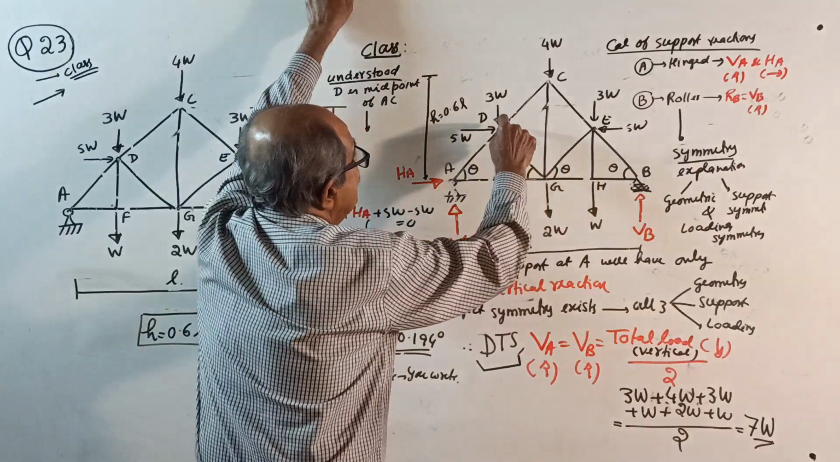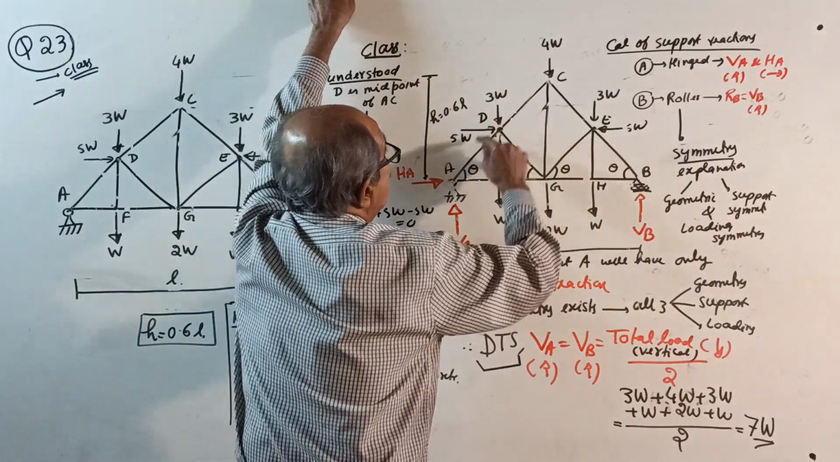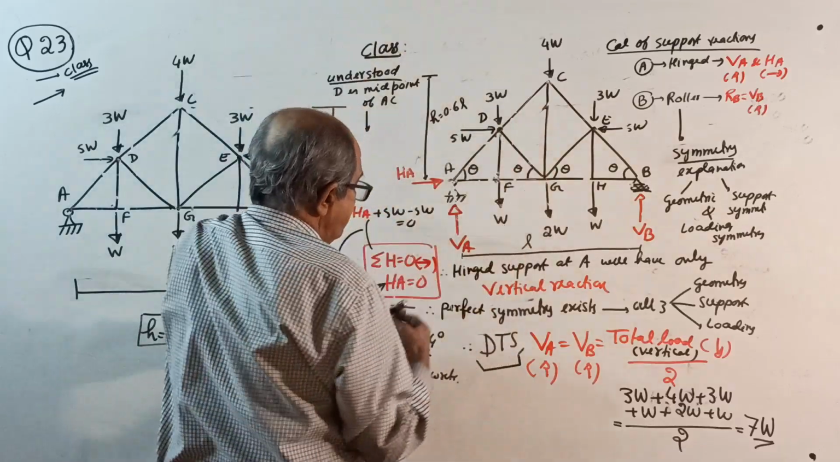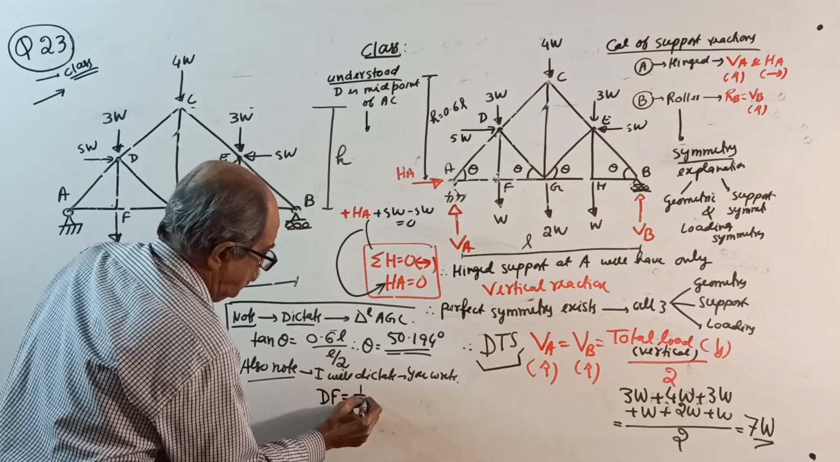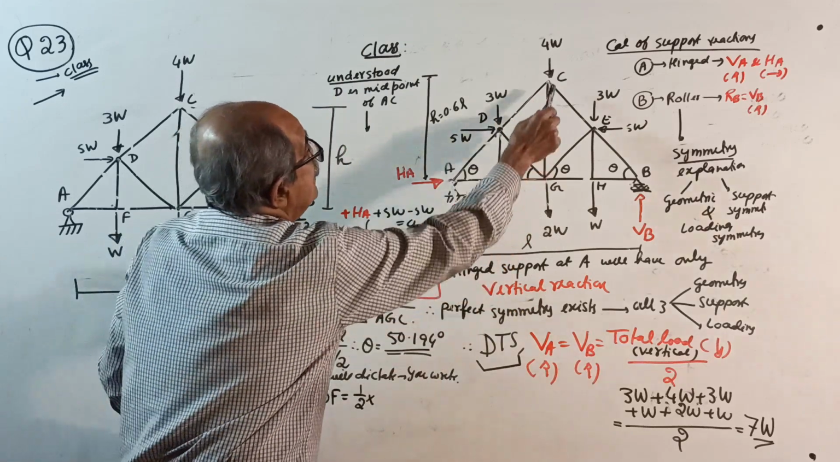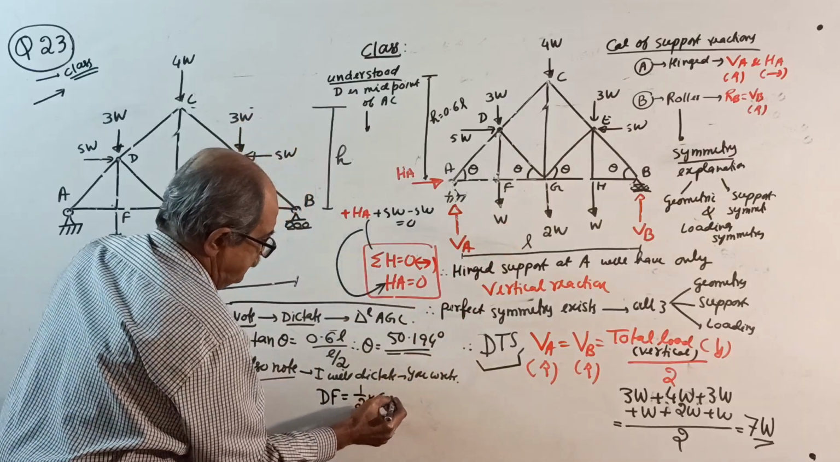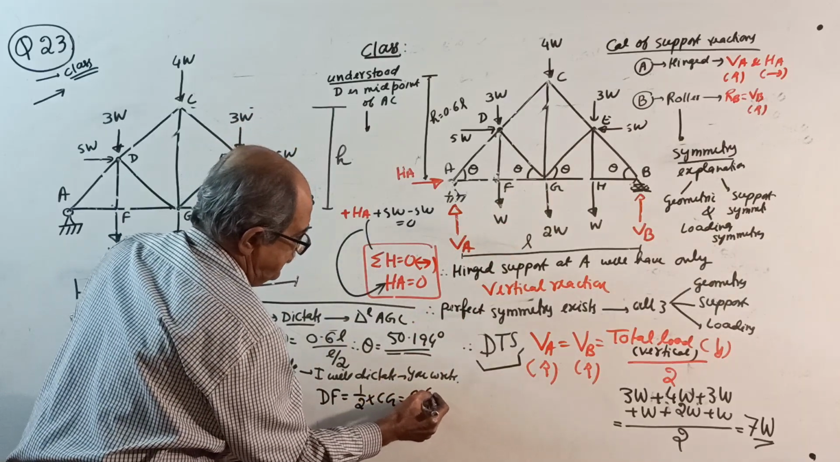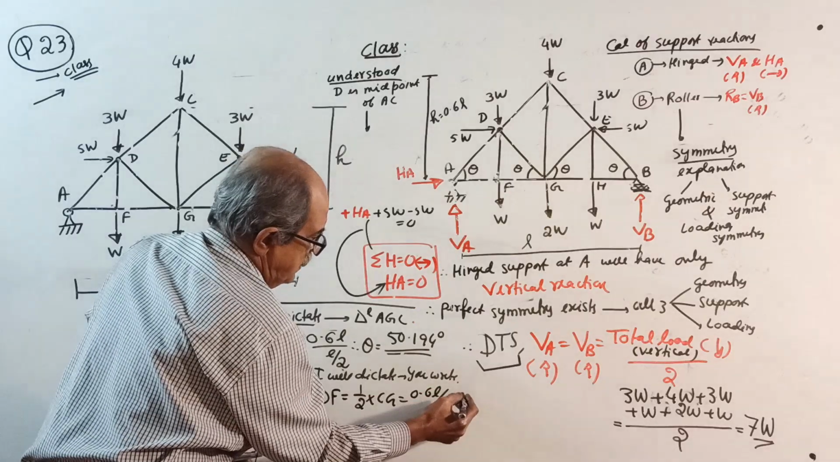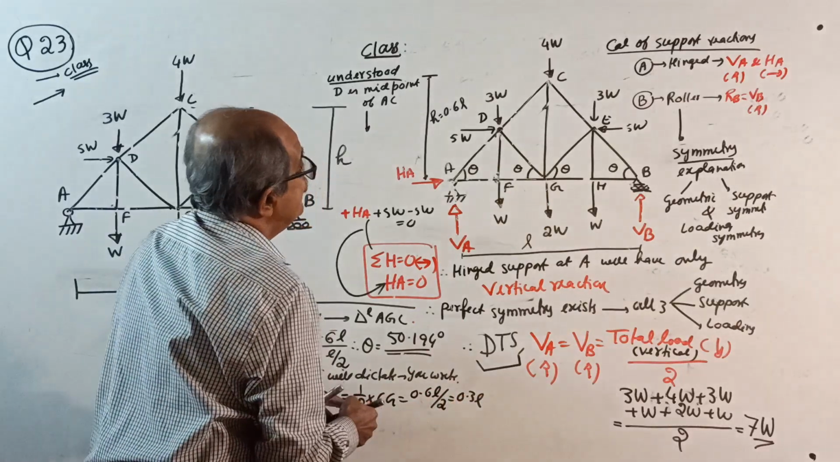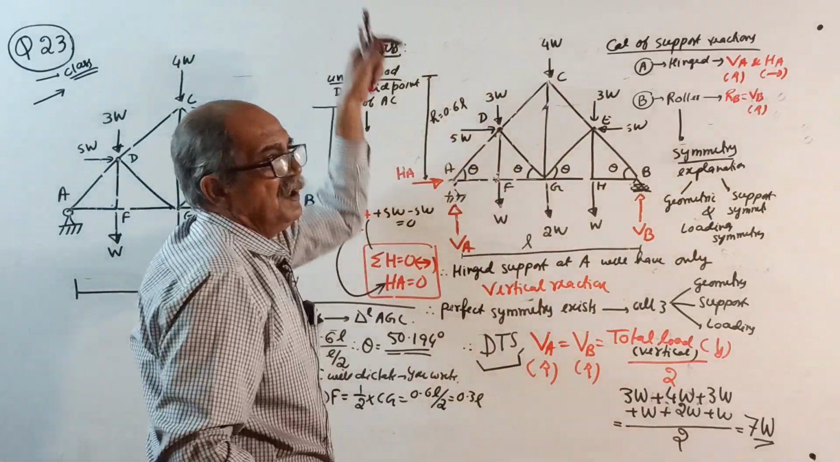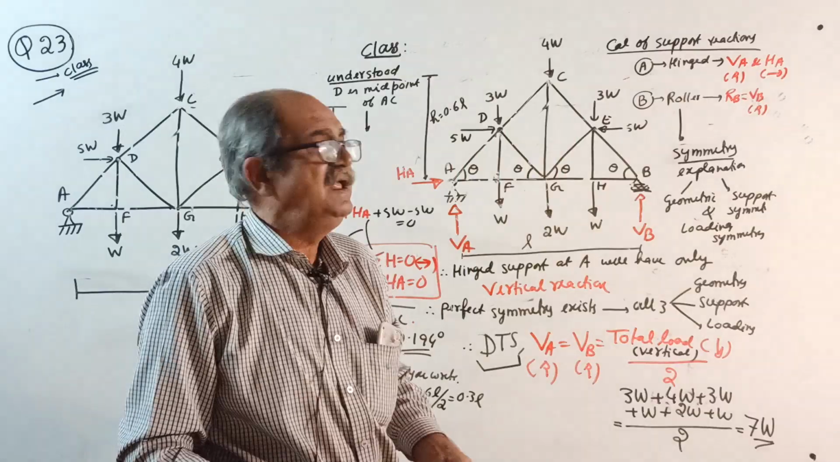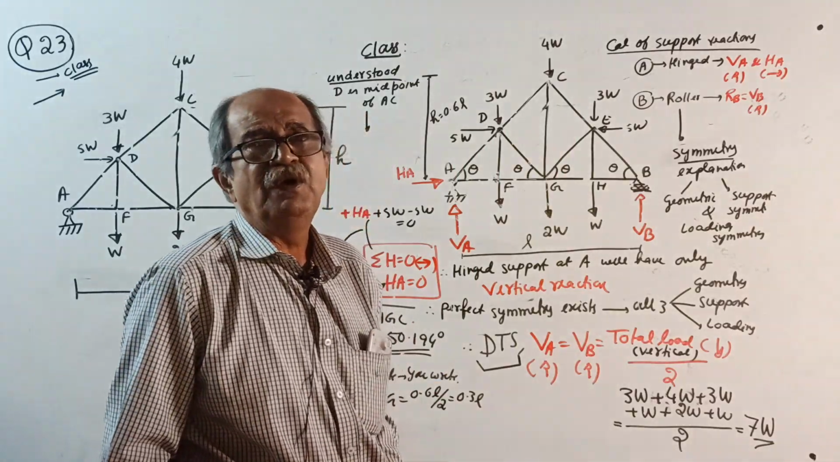Very simple. Since this is the midpoint of AC, the height DF is exactly equal to half the height of CG, which is 0.6L divided by 2, equal to 0.3L. If this is 0.6L, this will be 0.3L. Okay, that's all. Make a note. But here, these are not required because symmetry is there.